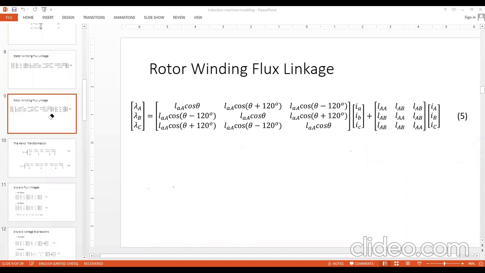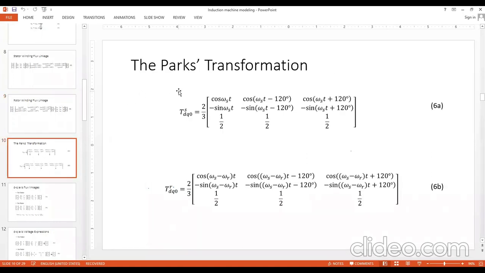So let's continue from here, from the next slide. Like the synchronous machine modeling, at this point, what we did for the synchronous machine modeling was to introduce this concept of Park's transformation. So this is the transformation that we actually used for the transformation from the ABC quantities to the DQ0 frame in case of the synchronous machine discussion.